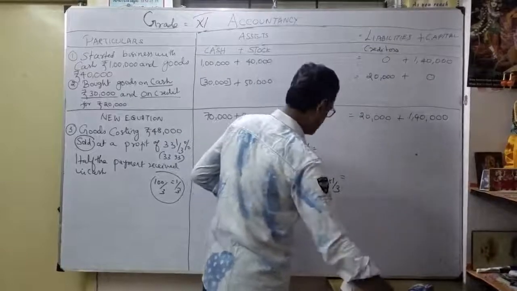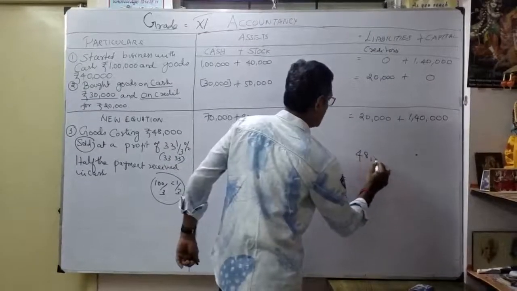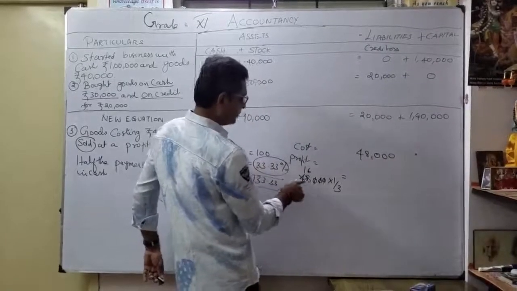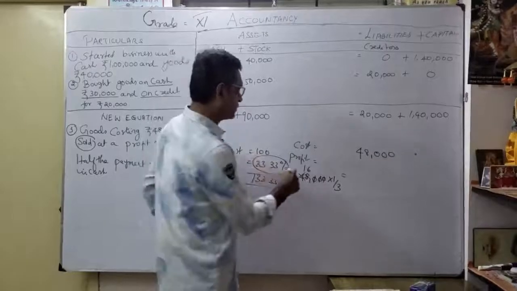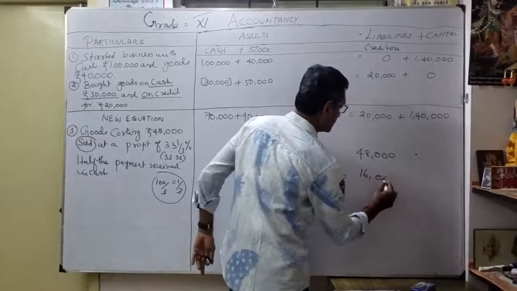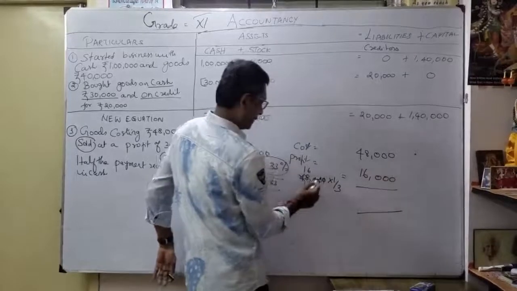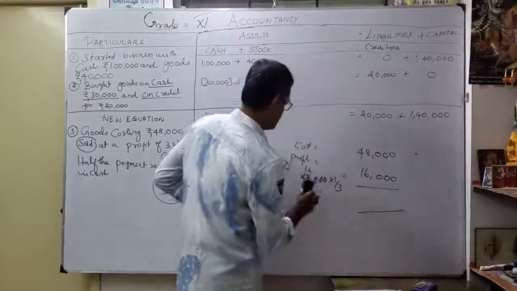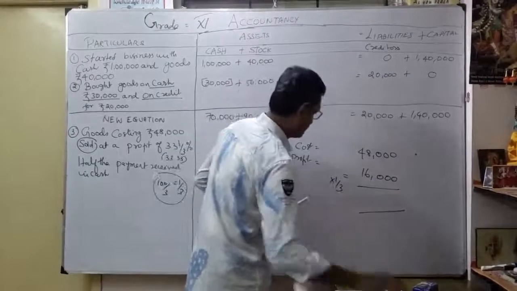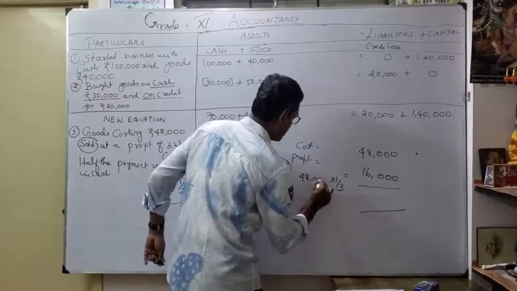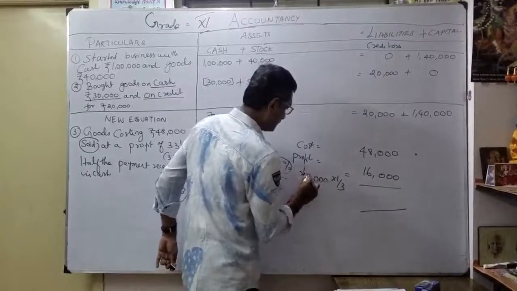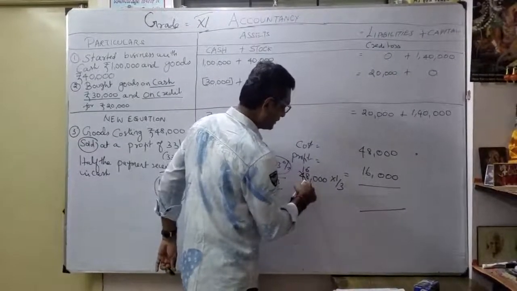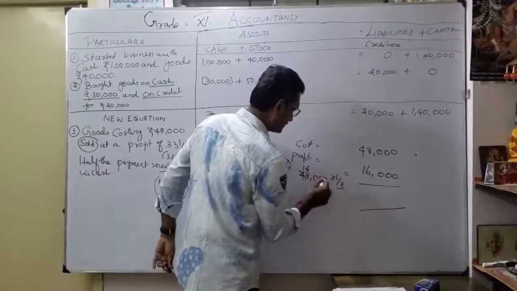Write it here, you can easily understand. The cost is 48,000. My profit is nothing but 1/3, you can simplify this 33%. 48,000, 1/3 is my profit. So how much? It is called 16,000. How? Again, 48,000 into 1/3. 1 3s are 3, balance 18, 6 3s are 18. So it is 16,000. I have done it.